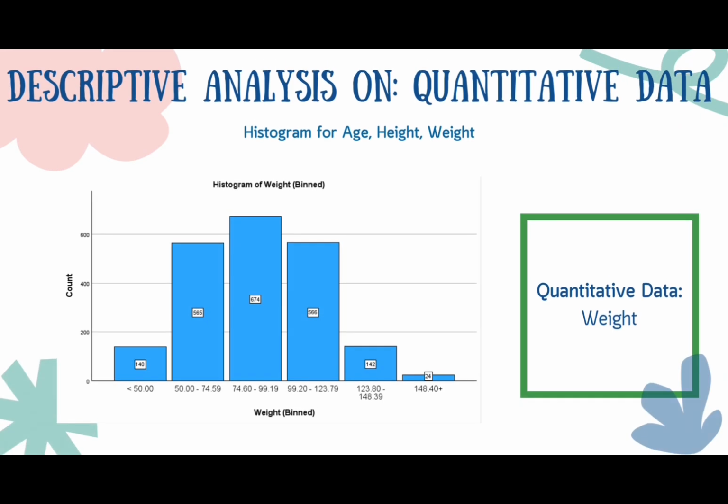Histogram for weight. Compared to height, the weight histogram has a wider variation, indicating greater population diversity. The majority of people, 674, 566, 1420, are between the slightly healthy to overweight ranges of 74.60 and 123.79 kilograms, which correspond to most adults. People weighing less than 50 kilograms or more than 123.80 kilograms show a visible decline in frequency, 140.24, suggesting that these weight ranges are less typical.